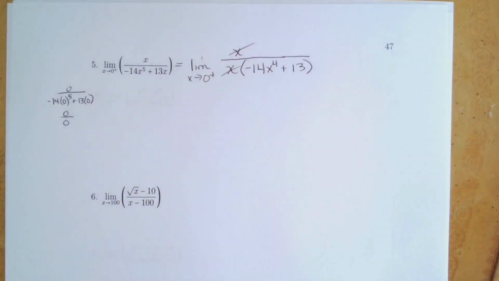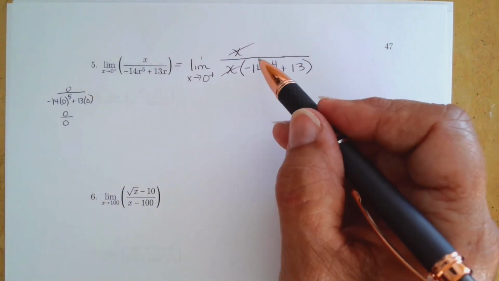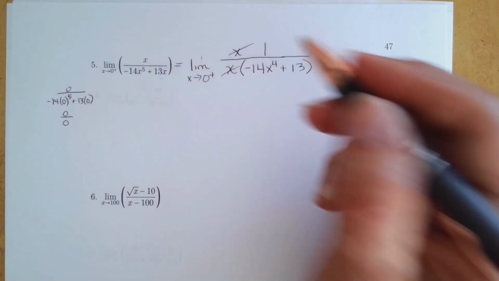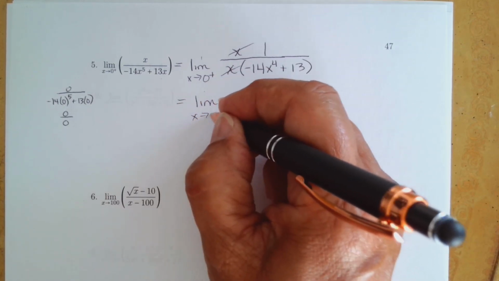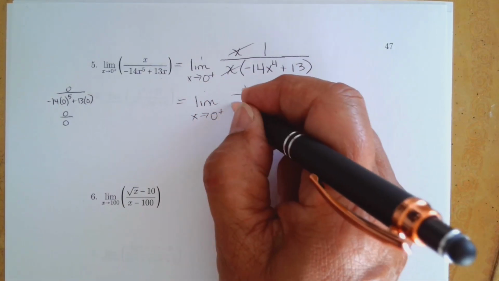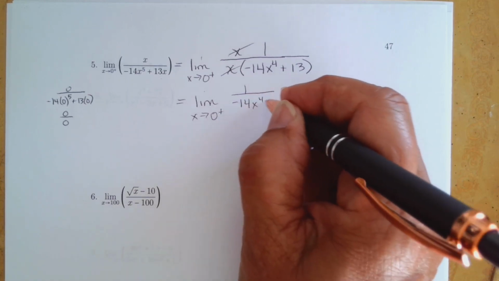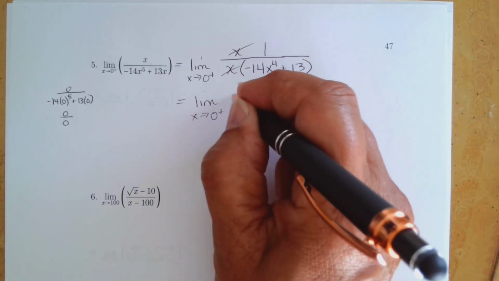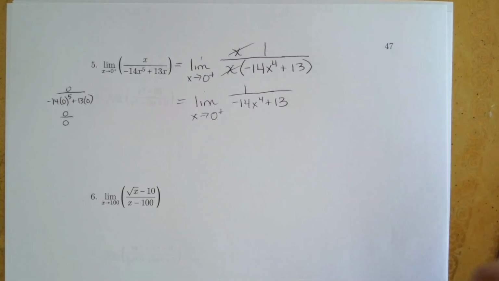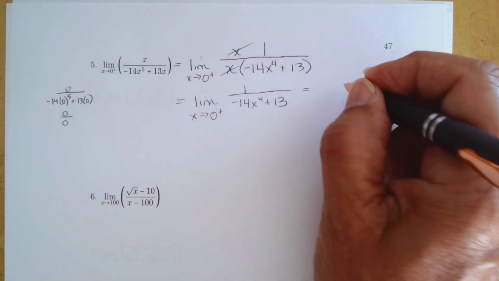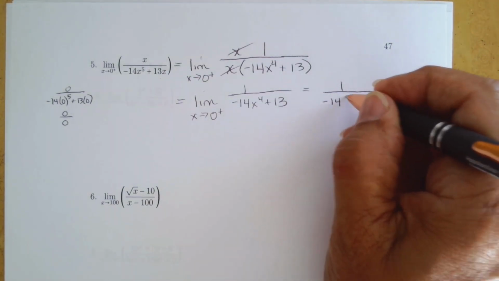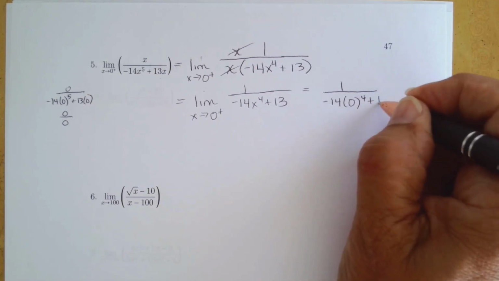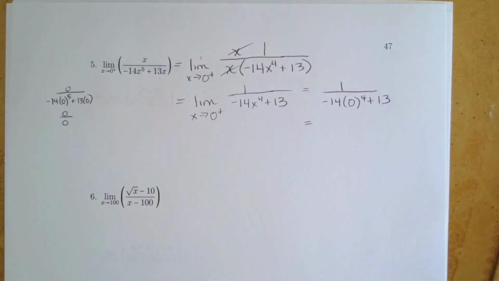Now these will cancel. Remember, when everything cancels in the top, you're left with a 1, not nothing, right? So this is the limit as x goes to 0 from the right of 1 over negative 14x to the 4th plus 13. All right, so once you've got it simplified, now we're going to plug 0 in again. So this time when I plug in 0, I get 1 in the top. I get negative 14 times 0 to the 4th plus 13.